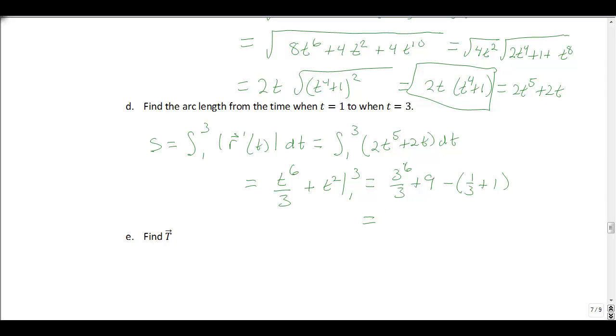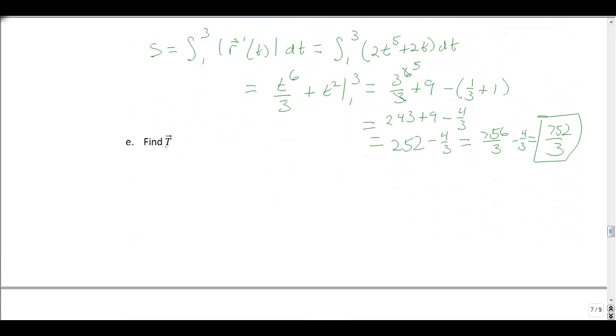Let's see, I could take 3 to the 6th, cancel the 3, and one of these is 5. 3 to the 5th is 243 plus 9 minus 4/3. So let's say what we get, this is 252 minus 4/3. This is 756 over 3 minus 4/3. So we should end up with 752 over 3 as our arc length.